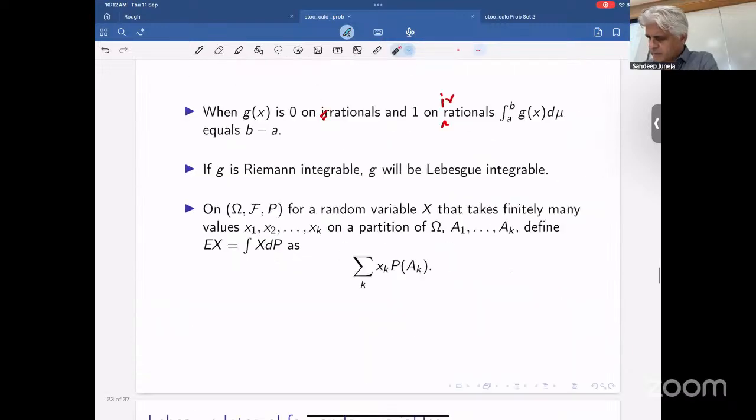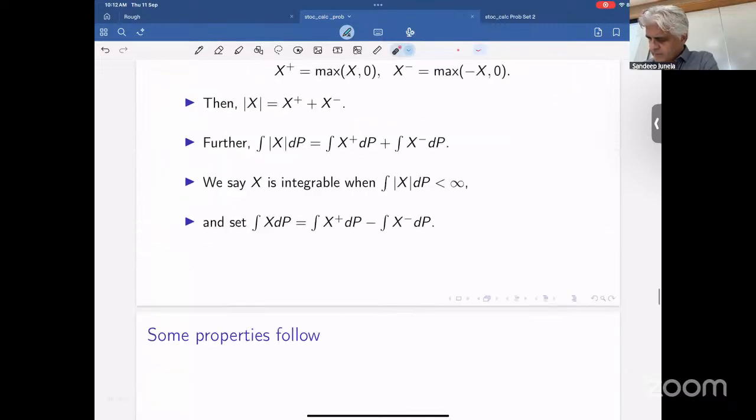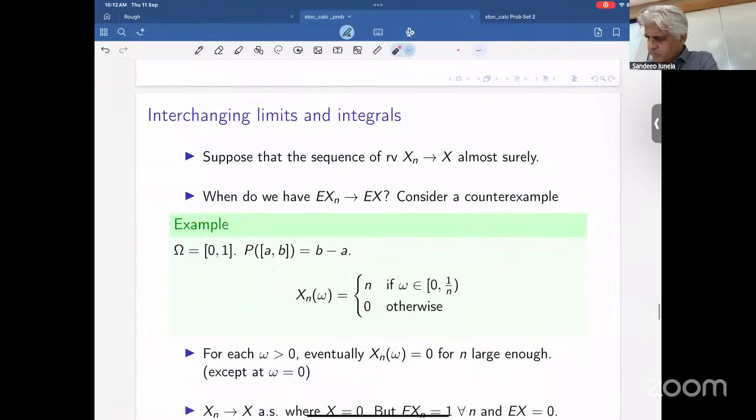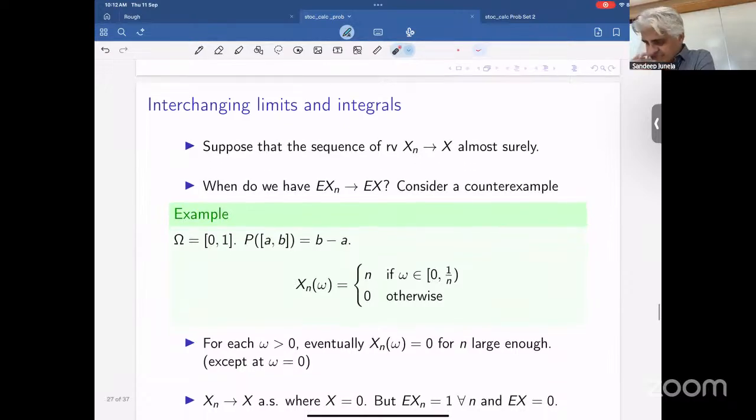Yeah, this was the big integral. Then we extended the integral, some properties. Let me just do this example one more time. It's just an example that you should keep in mind, right? This is, when does xn converge to x almost surely, but the expected value of xn does not converge to e of x? We did this last time.